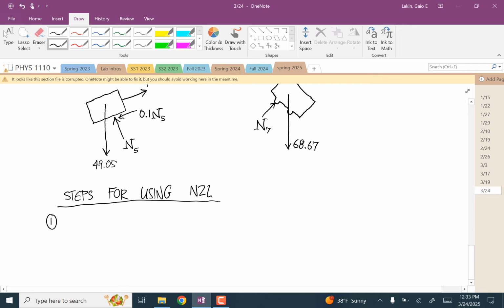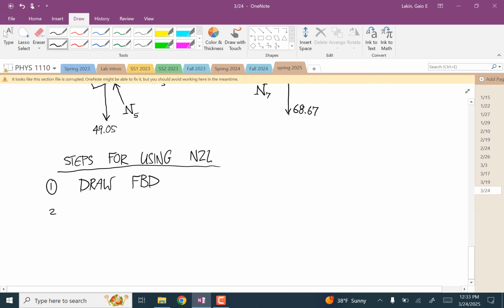So the first step is to draw a free body diagram. The second step is figure out whether the object can move along the x-axis or the y-axis. In this class, objects are always going to just move in one given direction.